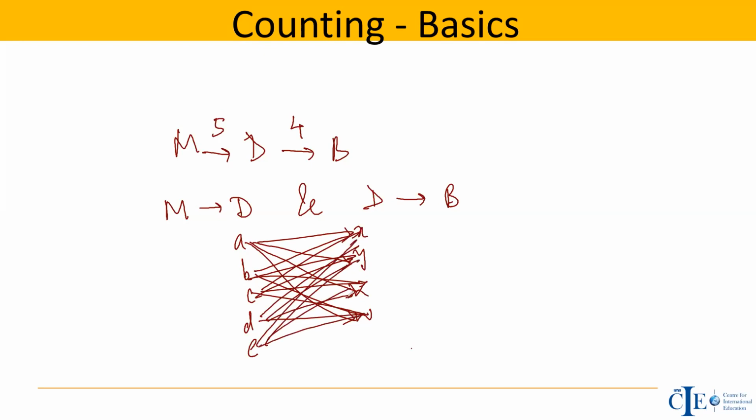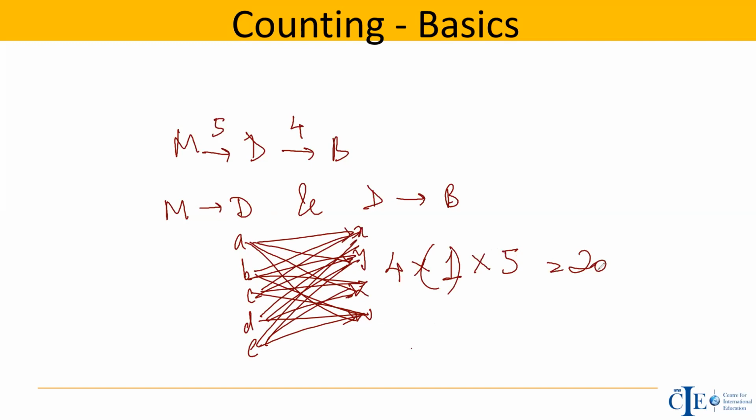So here you are generating cases. For each option in the first, he has 5 options. And similarly, he has 4 options out here, right? So therefore, he will end up making 20 choices, right?